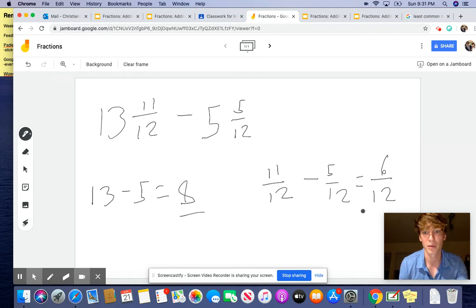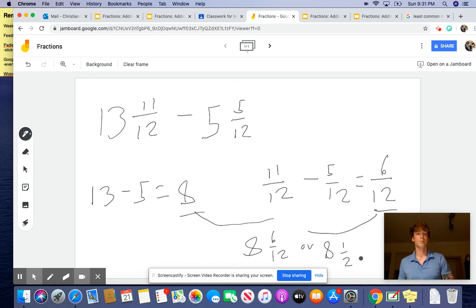Now we take our big number from over here and our fraction, and we recombine them. We get 8 and 6 over 12, or 8 and 1/2. Perfect.